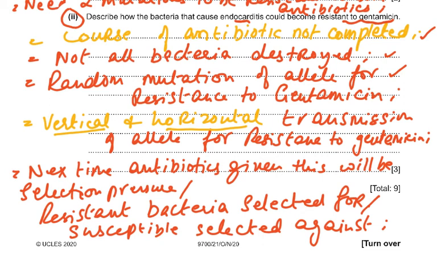Next time antibiotics given, this will be selection pressure. Resistant bacteria will be selected for and susceptible will be selected against. Naturally, if you keep on giving this antibiotic, then the ones which are resistant will survive and they will become more and more and more because they will not be destroyed and they will increase in numbers, and we'll say allele frequency changes.